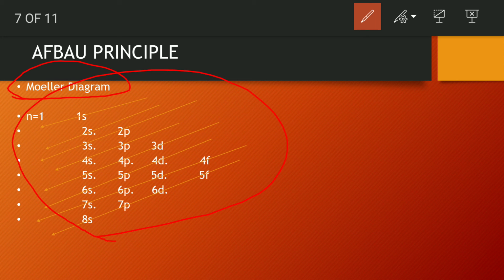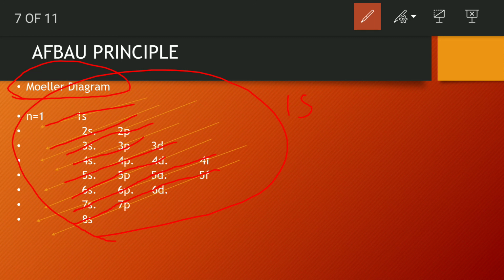First comes the 1s. See, 1s, then 2s, then 2p 3s, then 3p 4s, then 3d 4p 5s, and 4d 5p 6s, 4f 5d 6p 7s, and 5f 6d 7p 8s. The exception case which we have observed is that after 4s we have 3d. So it goes like this.